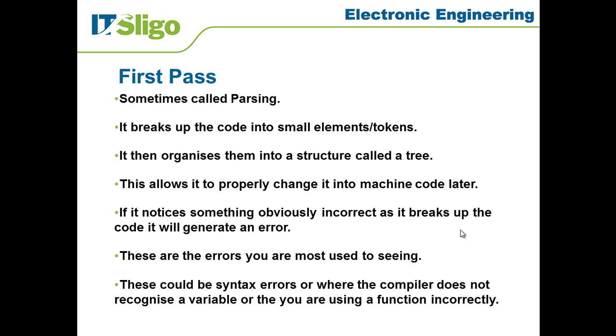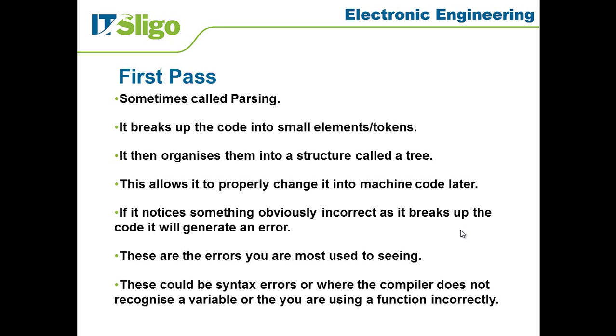It can't construct its tree properly, and it knows something's wrong, and it tries to point out to you roughly where it is. As we've seen before, it doesn't always get it right. It sometimes ends up on the line afterwards because that's where it comes across the problem. So these could be your basic syntax errors, or it could be where the compiler does not recognize a variable. So oftentimes what happens is people use a variable name and they haven't declared it at the top.